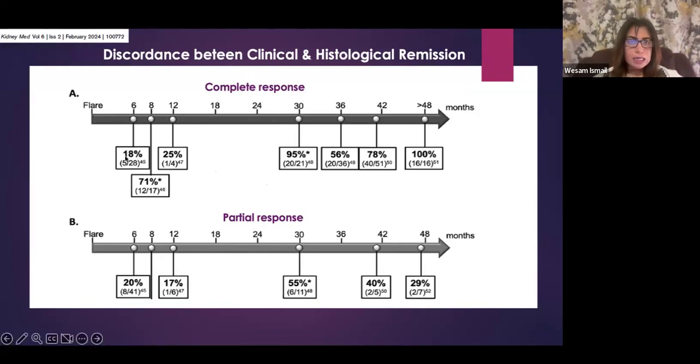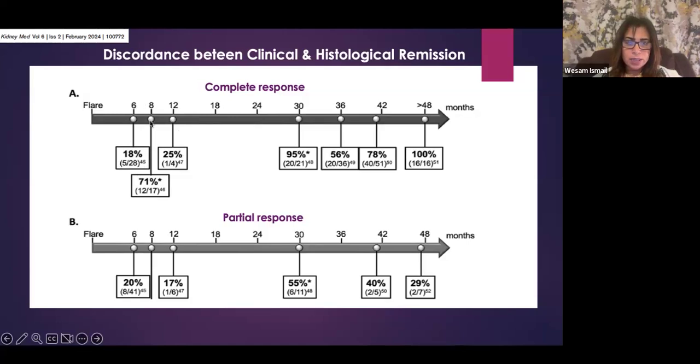points. So you can see in this study, they had 45 patients, 28 of them came back for the second biopsy, and at 6 months, 18% of these patients showed activity. And these are patients who had a complete clinical response. But at 6 months, they still had histological evidence of activity.